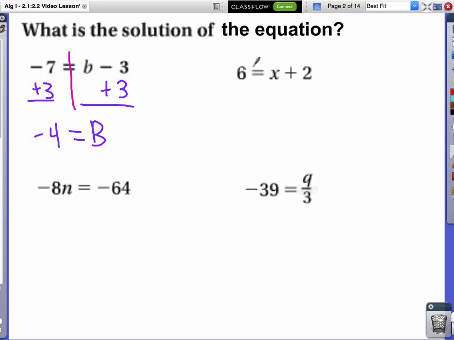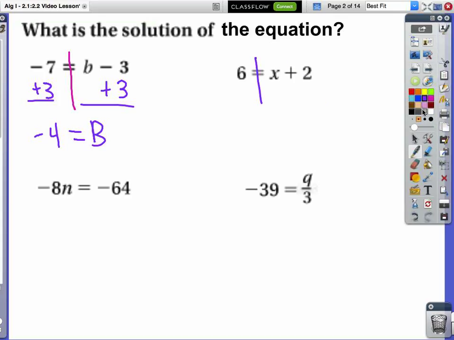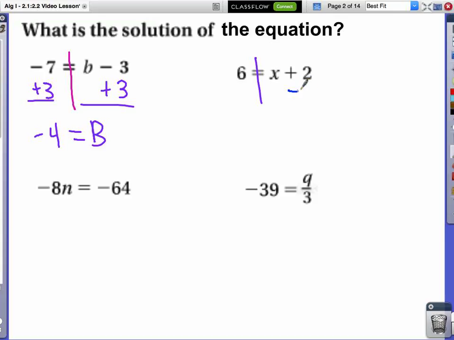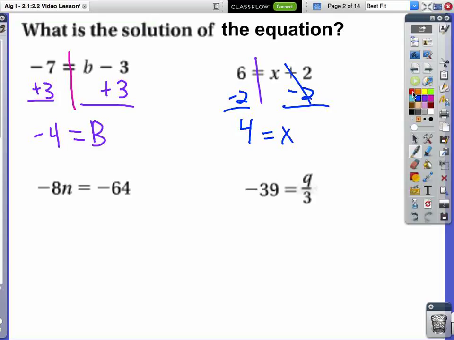Okay, second one. 6 equals x plus 2. So again, we need to get x by itself. So to get rid of a plus 2, we're going to subtract 2 from each side. Again, what you do to one side of the equal sign, you have to do to the other. 6 minus 2 is 4. So x equals 4.